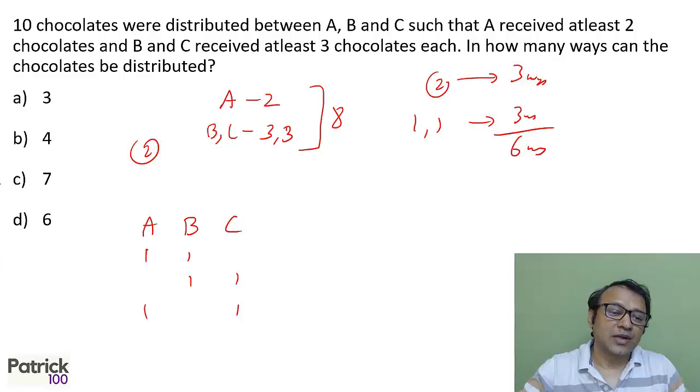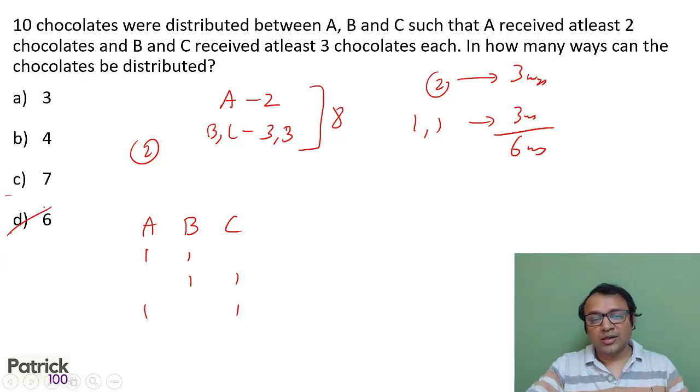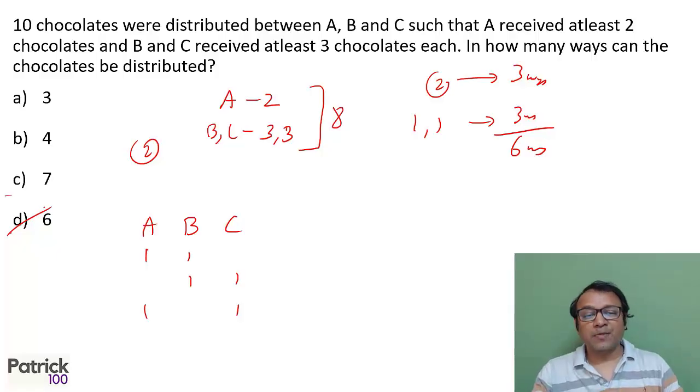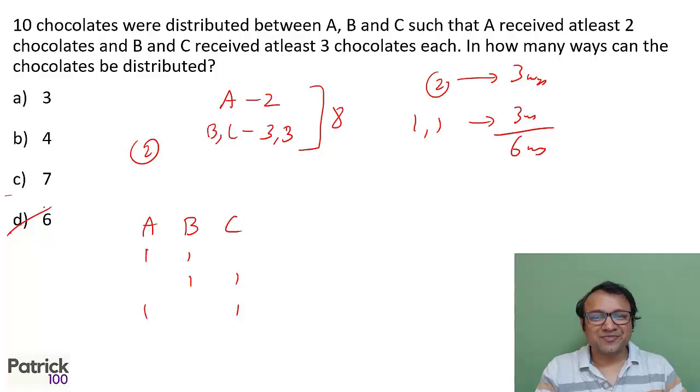D is the answer. Right? So you can give 2 chocolates to 1 person, so 3 ways, A or B or C. Or you can give 1 chocolate each to 2 people, where 1 person is left out. The person left out could be A, B or C. Again 3 ways, so total 6 ways.